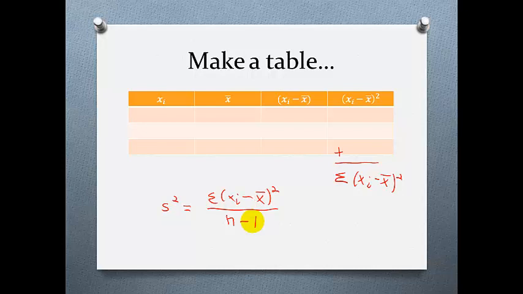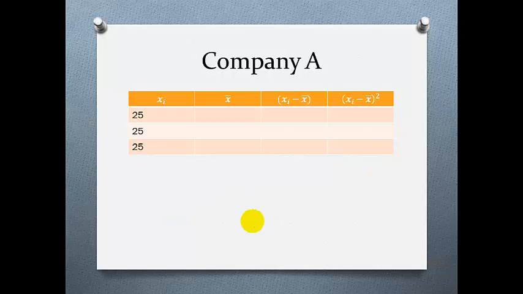Let's actually do it with some data values. Let's look at Company A. Company A had 25, 25, and 25. The mean of company A, we already calculated, was 25. And the mean always stays the same all the way down. Then what we're going to do is we are going to subtract. 25 minus 25 is 0. 25 minus 25 is 0. 25 minus 25 is 0.